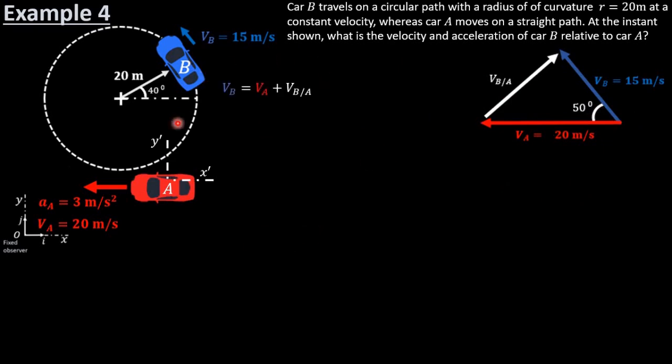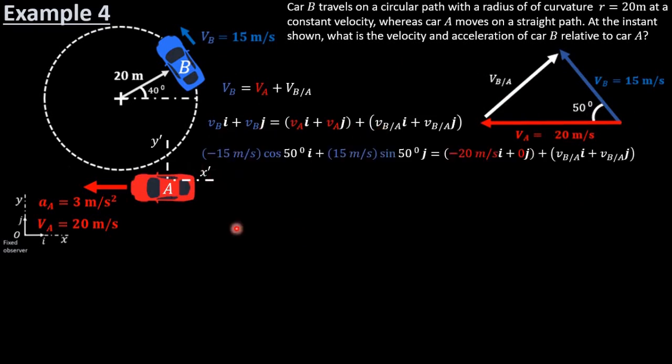So there's our relative velocity equation. Write that out again in its components, and then we substitute the numbers in. So the velocity for car B is going to be minus 15 meters per second times cos 50 degrees in the I direction, and it's negative because the horizontal component, the I component of velocity, is going to the left, so that means it's going to be negative.